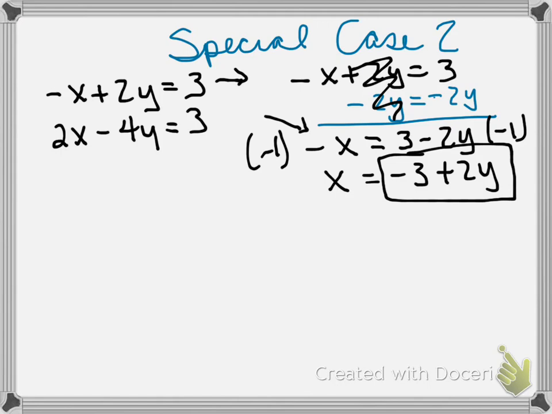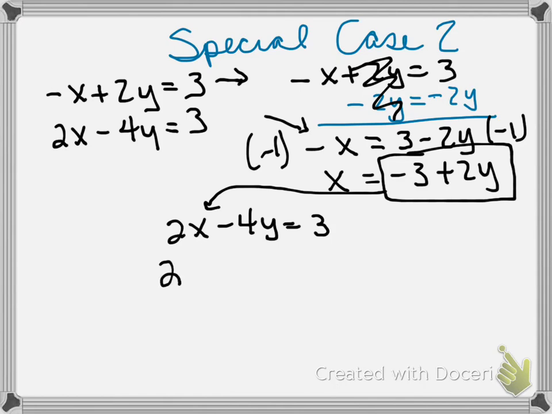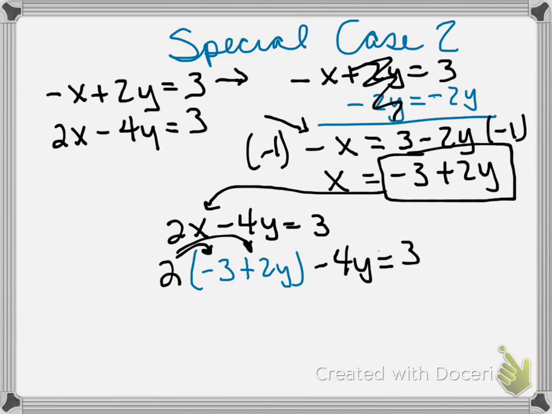Now I'm going to take the equation 2x minus 4y equals 3, and I'm going to plug in my x value right where the x is. So I'm going to say, instead of x, we're going to say -3 plus 2y, and then I'm going to say minus 4y equals 3. And now I'm going to distribute. That gives me a -6 plus 4y minus 4y equals 3.